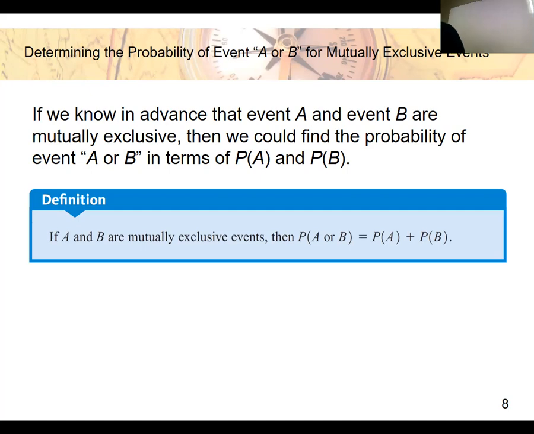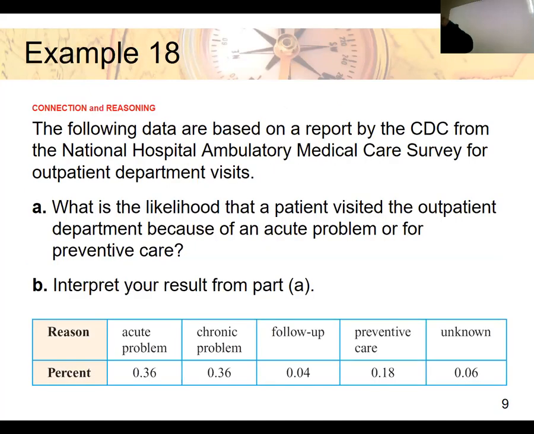All right, now let's look at this example that deals with mutually exclusive events, where the following data are based on a report by the CDC from the National Hospital Ambulatory Medical Care Survey for outpatient department visits. Here's that table at the bottom. And we want to know, what is the likelihood that a patient visited the outpatient department because of an acute problem or for preventative care? And interpret the result of part A.